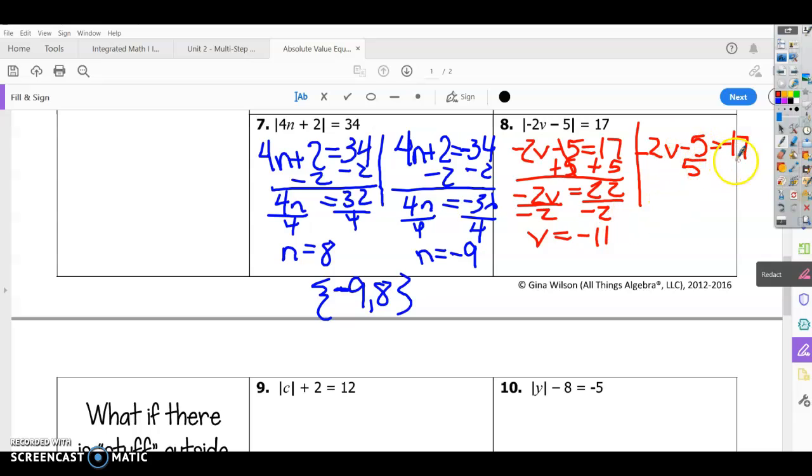All right, negative 5, so I need to add 5 to both sides. Negative 17 plus 5 is negative 12. And V equals a negative divided by a negative. Multiply or divide two negatives, you get a positive. So my solution set will be negative 11 and 6.